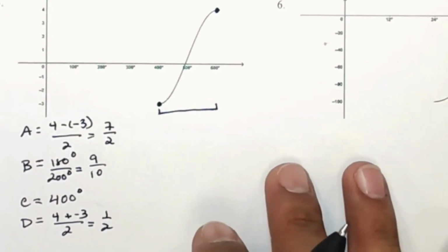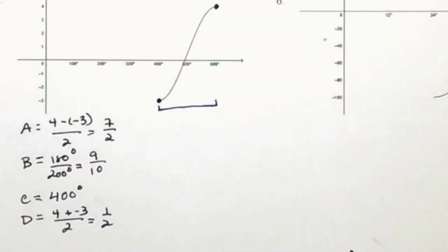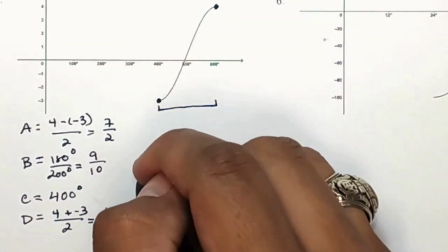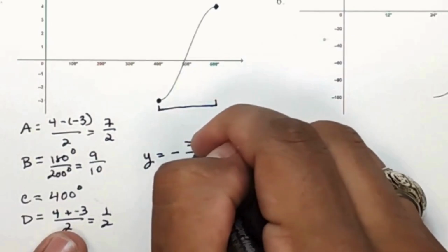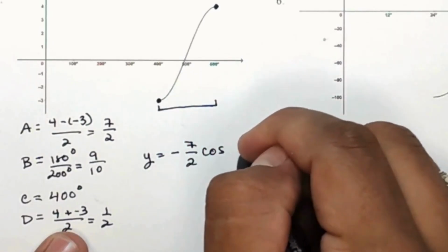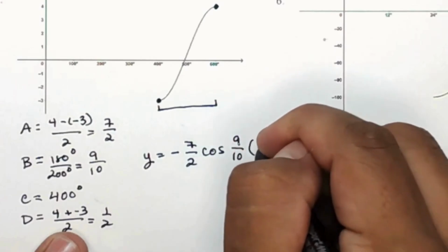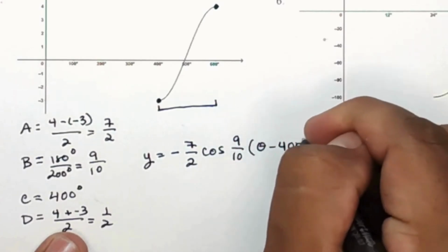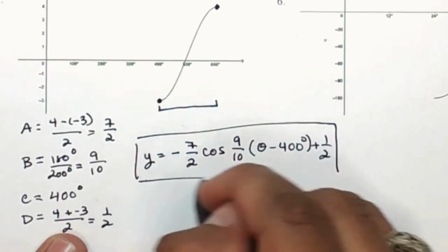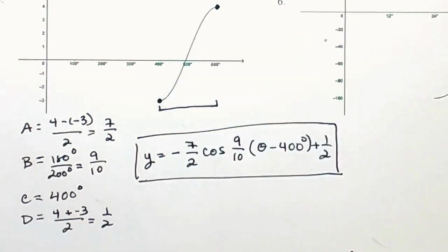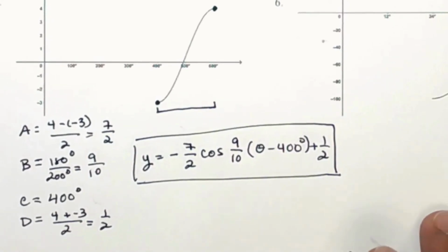Okay, so again, a lot of formulas, a lot of just deductive reasoning, looking at a graph and seeing what information you have. So if I start here at 400 degrees, it's going to be a negative cosine graph with an amplitude of 7/2. My b value is 9/10. Theta minus 400 degrees plus 1/2. That would be my equation. And again, if you change the starting point at 600, then it's a positive cosine graph. So you don't have to write 2 equations every time for the notes. Just wanted to make sure you understood, depending on where you start, changes the graph.